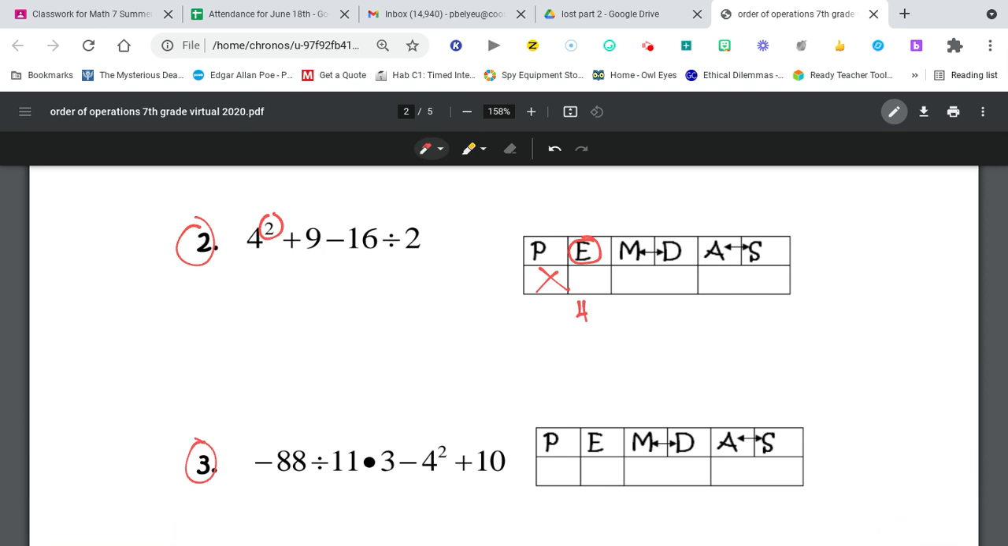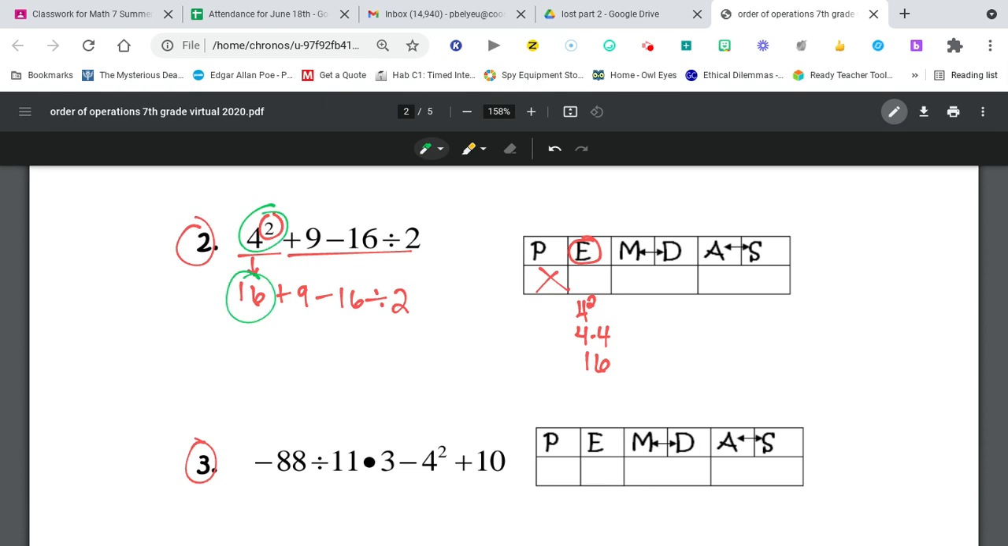That part is 4 to the second power. But 4 to the second power simply means 4 times 4, which is 16. So where I see 4 to the second power, I get to replace it with 16. Okay, I don't see any other exponents, so the rest of this stuff comes down. So the only thing I changed was 4 to the second power to 16.